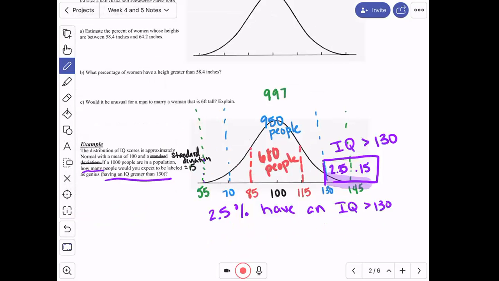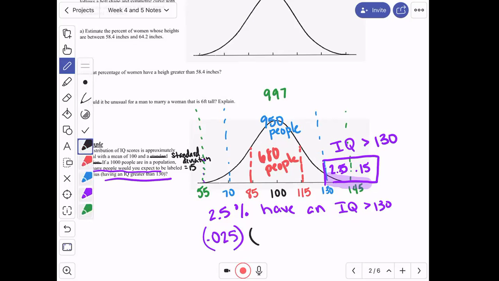How many people would you expect to be labeled as genius then? 2.5% have an IQ greater than 130. That's 2.5%, which as a decimal is 0.025, by the way, times 1,000 people is equal to 25 people labeled as genius. And that's how we use the empirical rule based off a normal distribution. You can only use the empirical rule if the distribution is known to be normal. It's known to be normal.